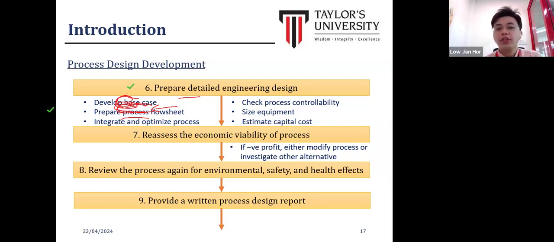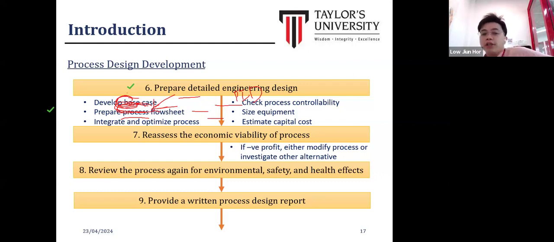And also you need to make sure the process flow sheet that you come up with here is actually controllable. That means it can easily be controlled by using a common control system. Okay. Once you come up with a complete P&ID, then you can proceed to determine the size of the reactor, storage tank, or heat exchanger that you are going to use in your chemical plant here. Then only you proceed to calculate the cost required in order to construct a chemical plant here.